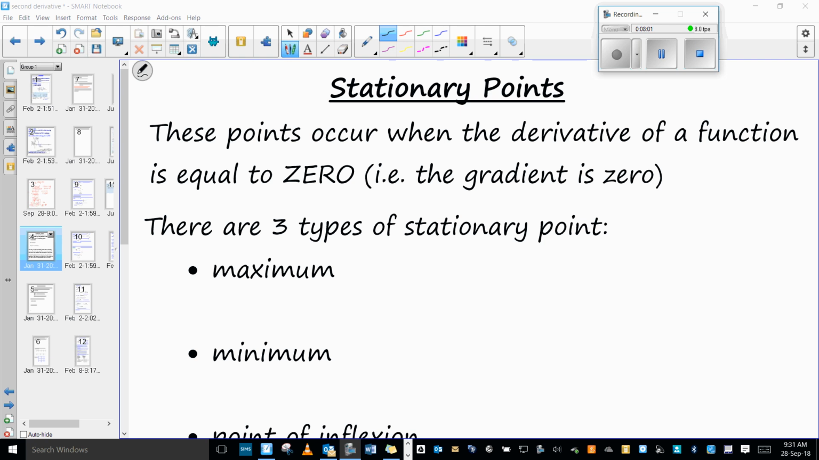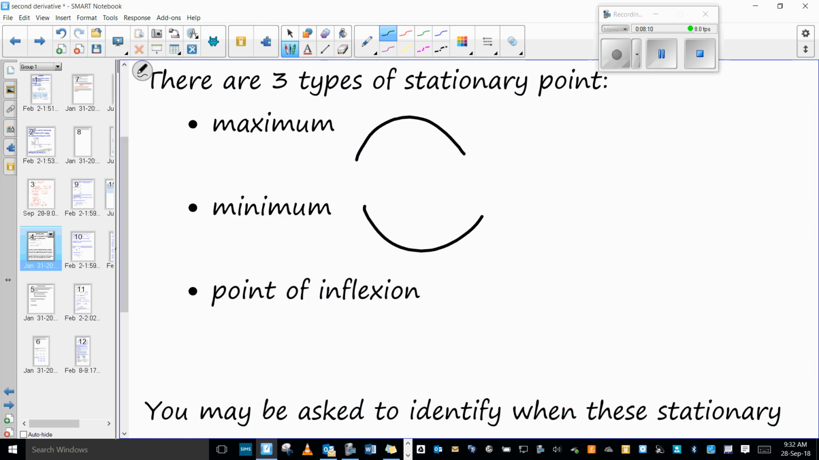There are 3 types. There are maximums, minimums, and points of inflection. So they do this or this. Okay, so this would be the maximum stationary point, the minimum stationary point, and these will be points of inflection.